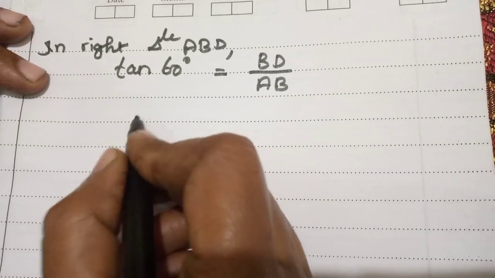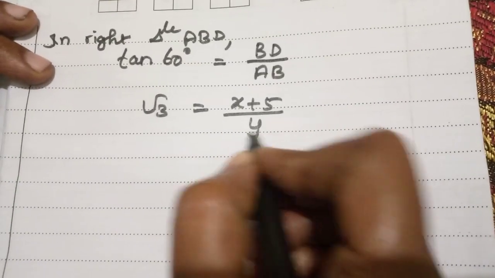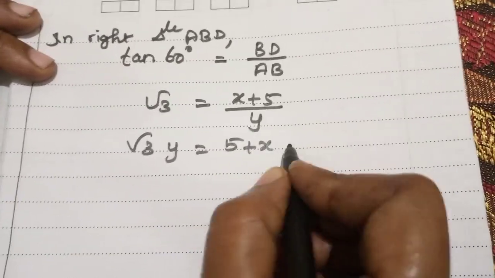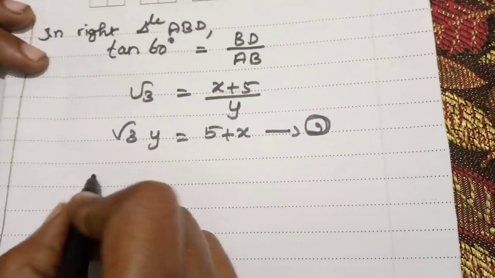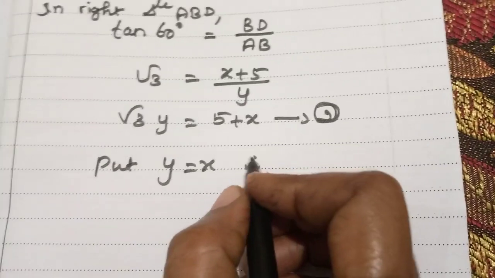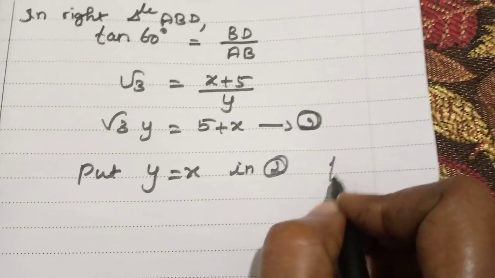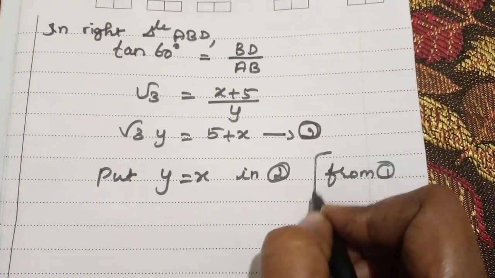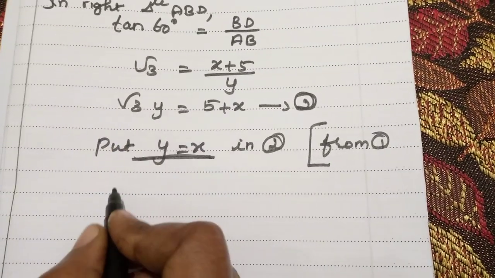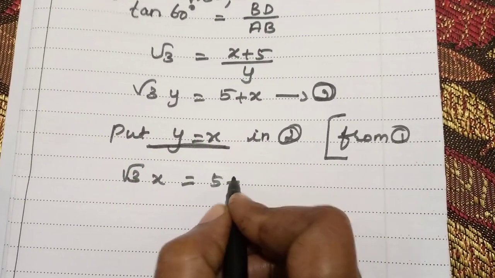Okay, here what is the tan 60 value? Root 3 is equal to BD is x plus 5 by AB is y. Okay, cross multiply it. Root 3 into y is equal to 5 plus x. Equation number 2. Put y is equal to x in equation number 2. Okay, how now? From equation 1 we have x equal to y. So put y is equal to x. Okay, so this one become root 3 into x equal to 5 plus x.